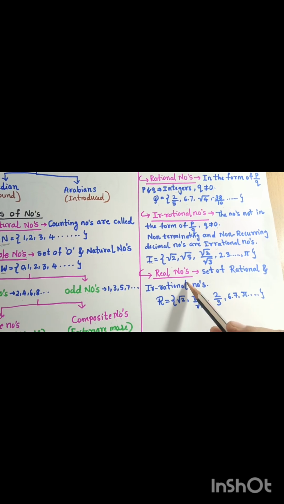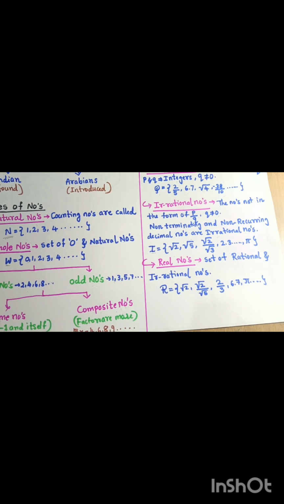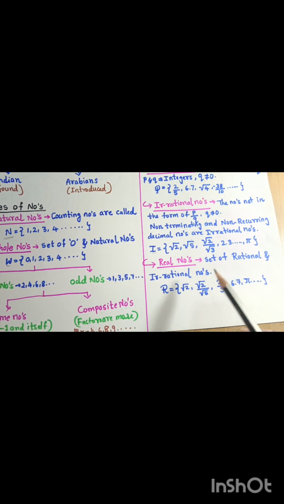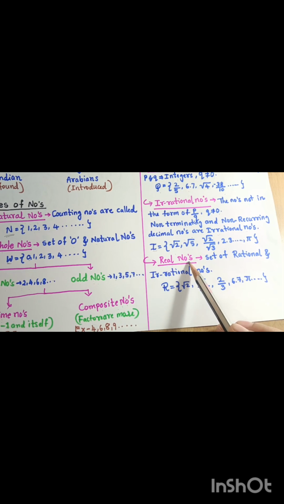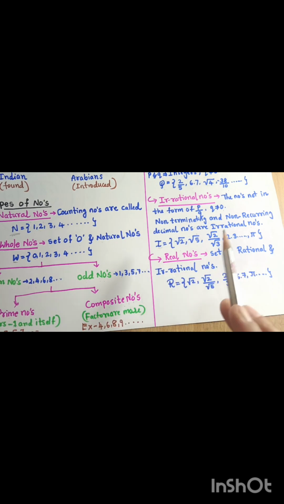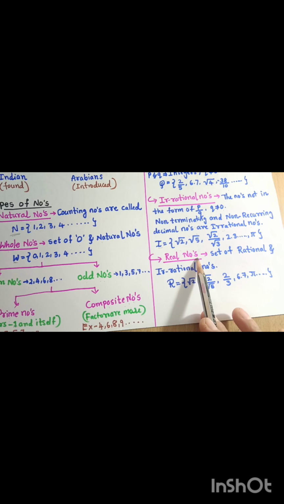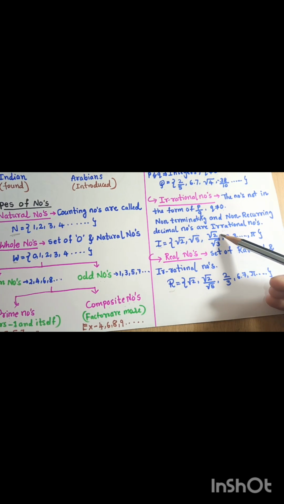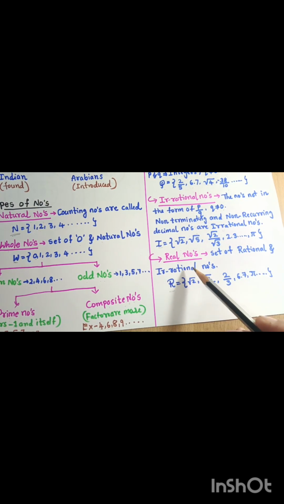The last point is the real numbers, which is the chapter we are going to learn this year. Real numbers means the set of rational and irrational numbers. It contains all the rational numbers and irrational numbers. Those numbers are called real numbers, denoted by R. For examples of real numbers, you take the examples from rational numbers and irrational numbers.